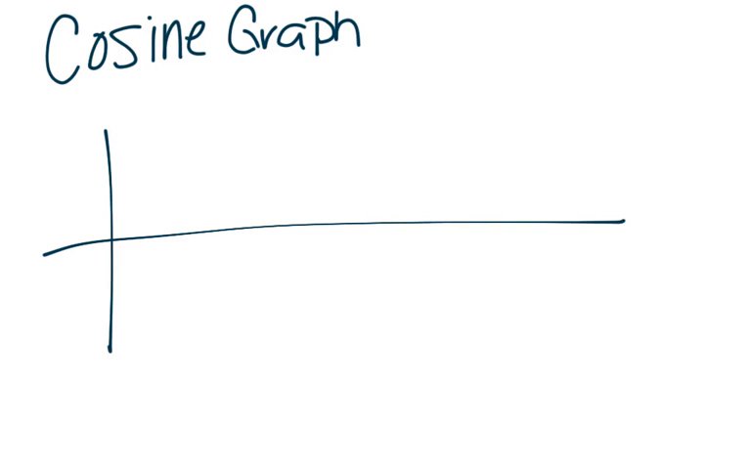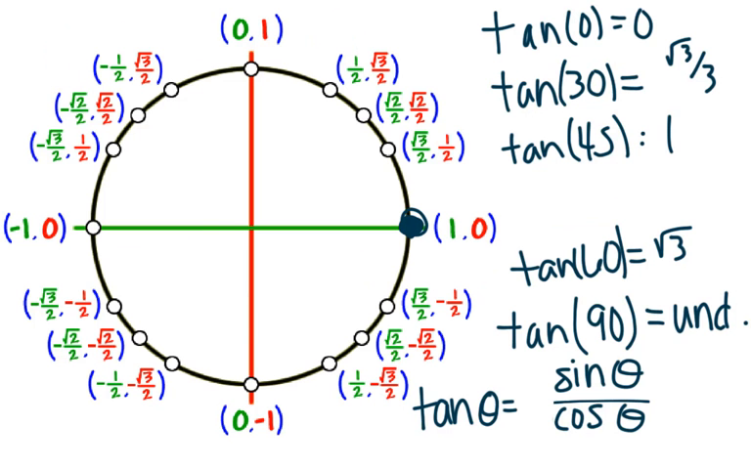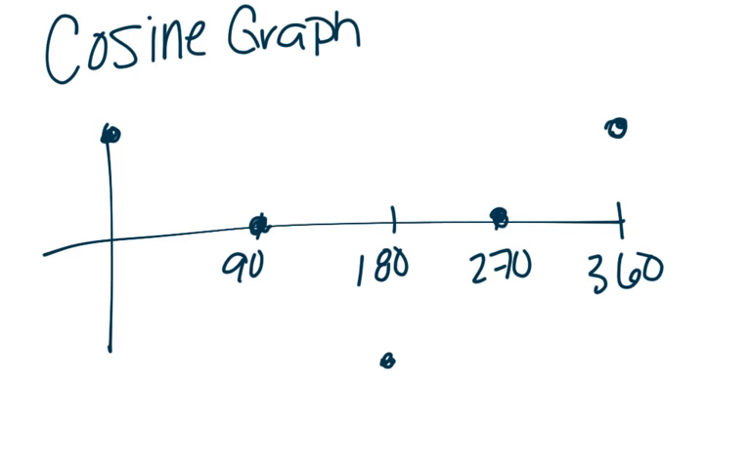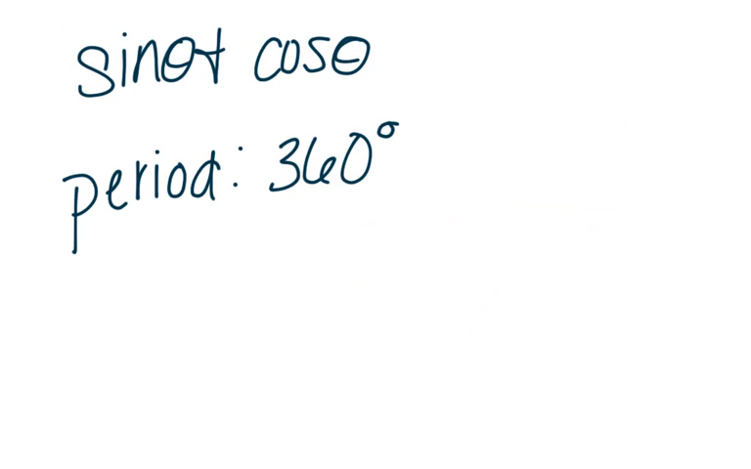For the cosine graph, I'm going to do the same thing. I'm just going to refer to my quadrantal angles. So the cosine of 0 is 1, and then the cosine of 90 and 270 is 0. And then I also have that my cosine of 180 is negative 1. So I plot these and simply draw in my cosine graph there.